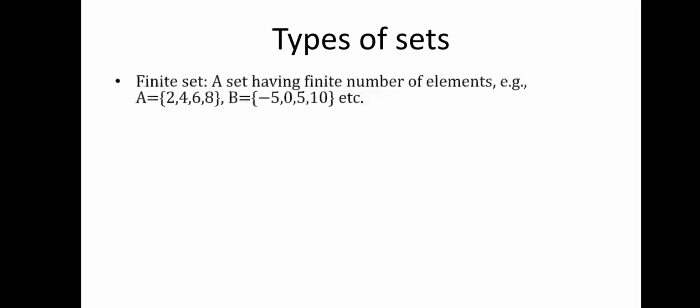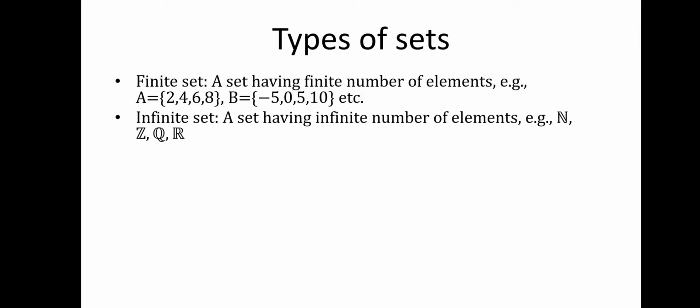Next, types of sets. The first one that we come across is a finite set. What is the meaning of finite set? A set having a finite number of elements. So it is pretty easy to see that if I take these two examples where I have 4 elements, obviously it is a finite set. Infinite set: a set having an infinite number of elements. For example, N, Z, Q, R are examples of infinite sets.